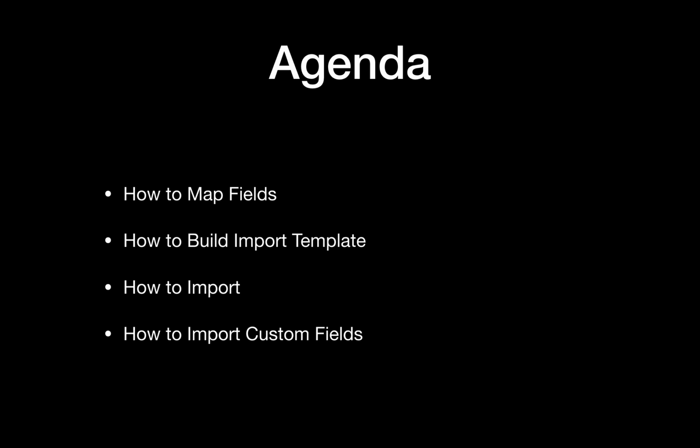Second thing is we're going to look at how to actually construct a template. So we're going to go over with a blank Excel or CSV file, show you how to build columns, how to organize information, things like that. Then we're going to look at how to actually go through the import process to populate and create those records. And then lastly, we're going to go over how to import custom fields. So without further ado, let's jump in.